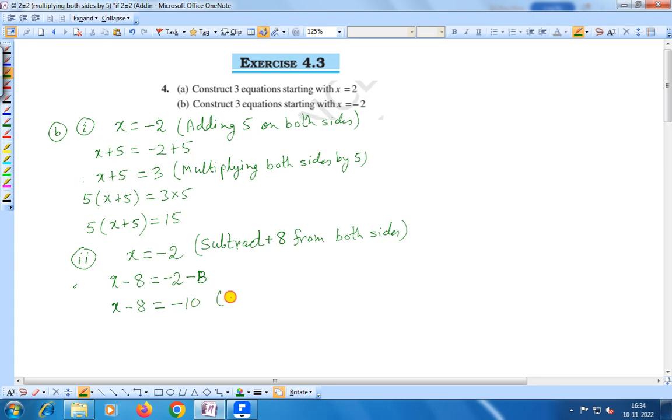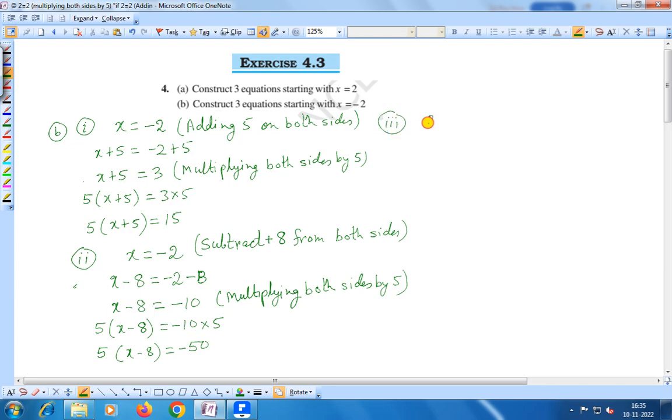Multiply by 5. Multiplying both sides by 5, and we are getting 5 into x minus 8 is equal to minus 10 into 5, or you can say 5 into x minus 8 is equal to minus 50. This is another equation.